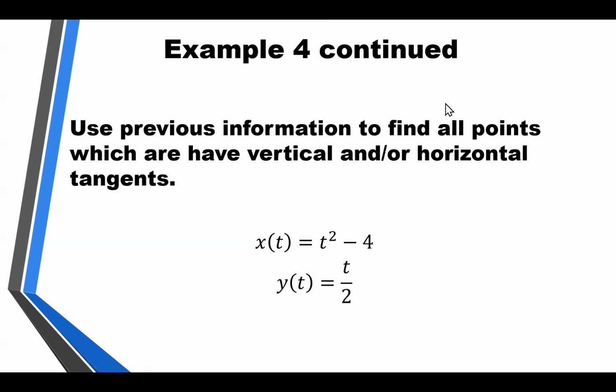One other thing that we can do when I have an equation for the first derivative is I can use that equation to find all points or all t values which give me vertical tangents or horizontal tangents. Remember, a vertical tangent is happening when we get the form some number divided by 0. And a horizontal tangent will be when my tangent is 0.